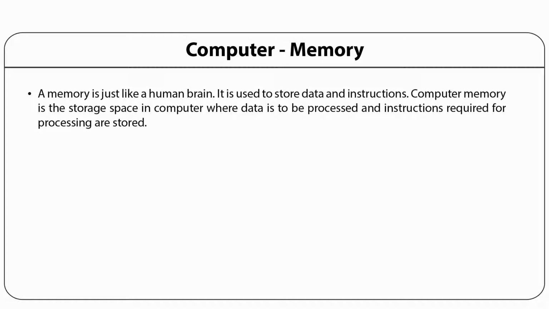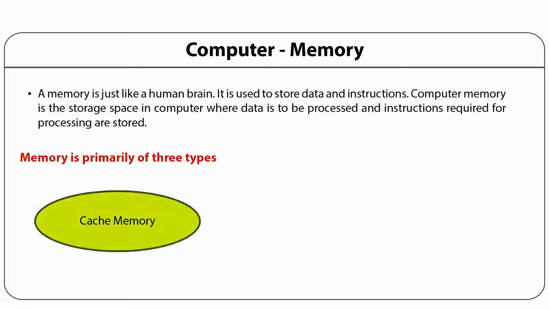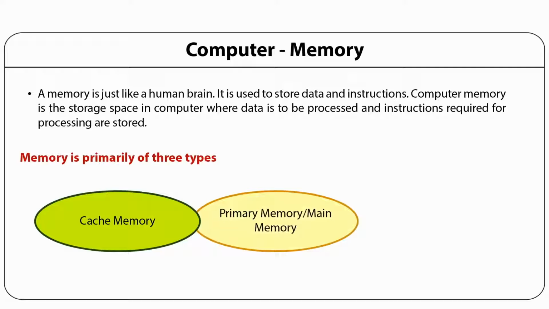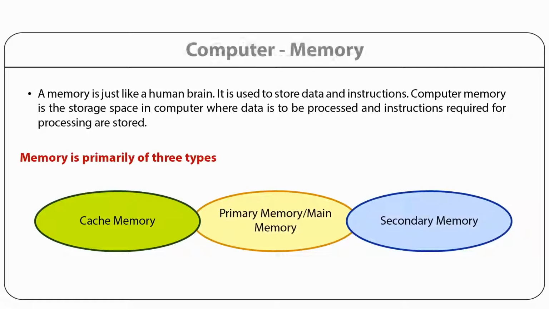Now, coming to the memory, computer memory is just like a human brain. It is used to store data and instructions. Computer memory is a storage space in the computer where data to be processed and instructions required for the processing are stored. There are three categories of memory: cache memory, primary memory or the main memory, and the secondary memory.